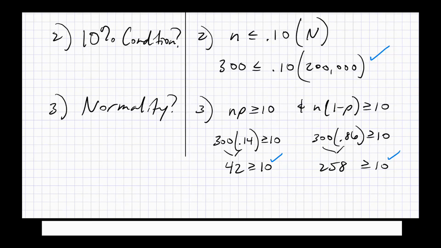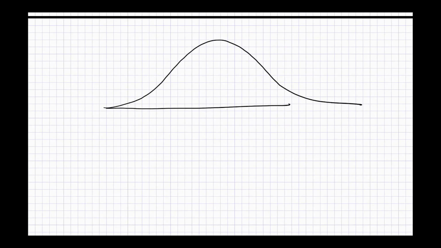So number 3, check all assumptions. Now, number 4, let's actually do the problem. So we're going to use the normal model. Since number 3 passed, we're going to do the normal model. So I'm going to draw a normal model.